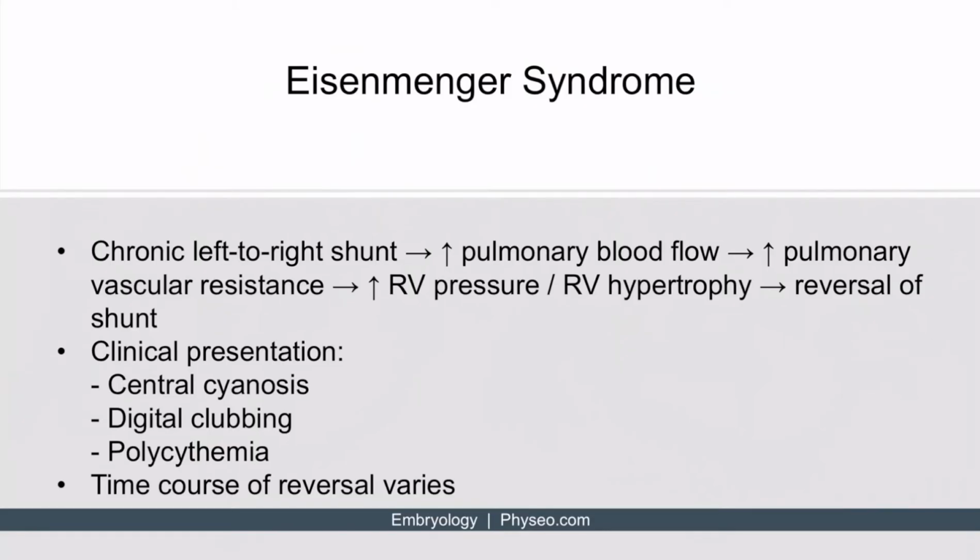So again, Eisenmenger syndrome occurs when a chronic left to right shunt goes uncorrected. This results in increased pulmonary blood flow, increased pulmonary vascular resistance, increased right ventricular pressure, along with right ventricular hypertrophy, and eventually reversal of the shunt. This leads to cyanosis, digital clubbing, and polycythemia, which are all complications of hypoxia. The time course varies, so patients in various age groups may present with Eisenmenger syndrome. All right, now that you understand Eisenmenger syndrome, let's discuss the 3 left to right shunts.